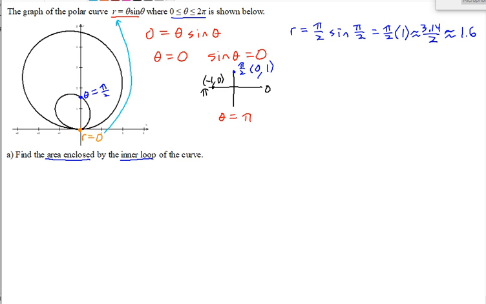If we'd got an answer somewhere up here, 4 point something, then we would know that 0 to pi actually gives us the bigger loop instead.